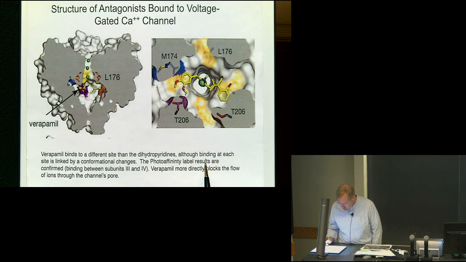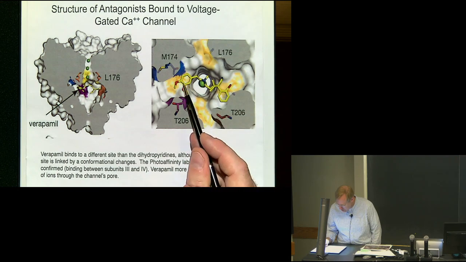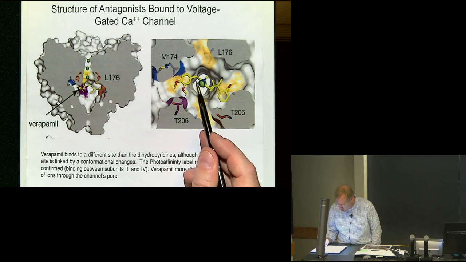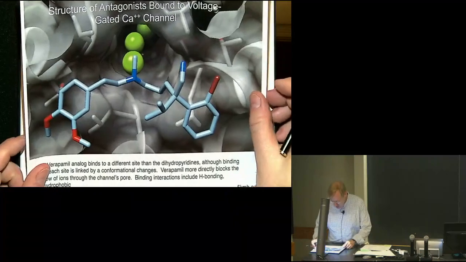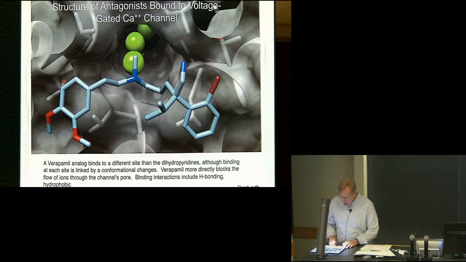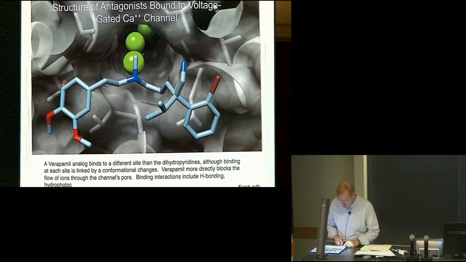The photoaffinity label results are confirmed because it binds between subunit 3 and 4. But now you can see here's the calcium ion channel. It actually binds right in the middle of this, almost like a cork, because it binds right to prevent those calcium ions from coming through. It's a more direct inhibition that's easier to see. Although most of these sites are linked by conformational changes, verapamil more directly blocks this flow of ions because it just gets right in the way of all these calcium ions coming through.